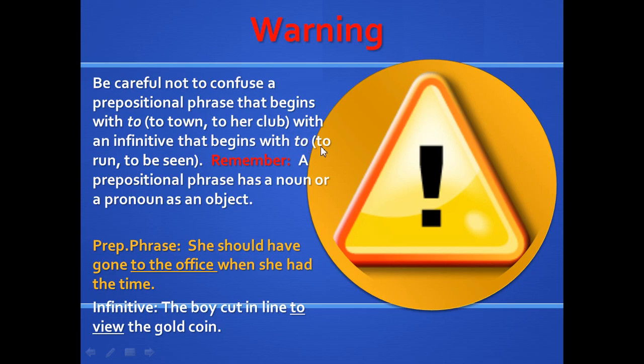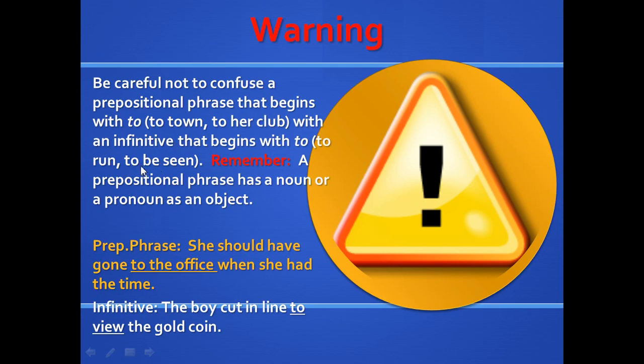verb. Like what? Like to run. Run here is a verb. I can't say to runs or to ran or to runned or to running. No, what comes after to here, if it's a verb, it must be infinitive or clean verb. To be seen. Be here is a clean form of the verb to be. So if the verb comes after to, it must be clean, and we call it infinitive.